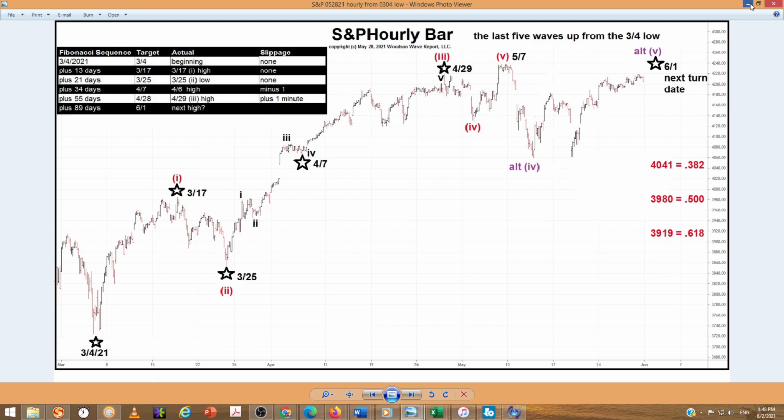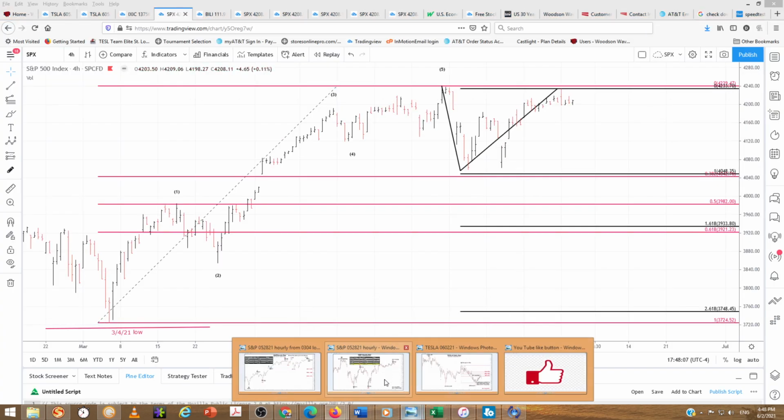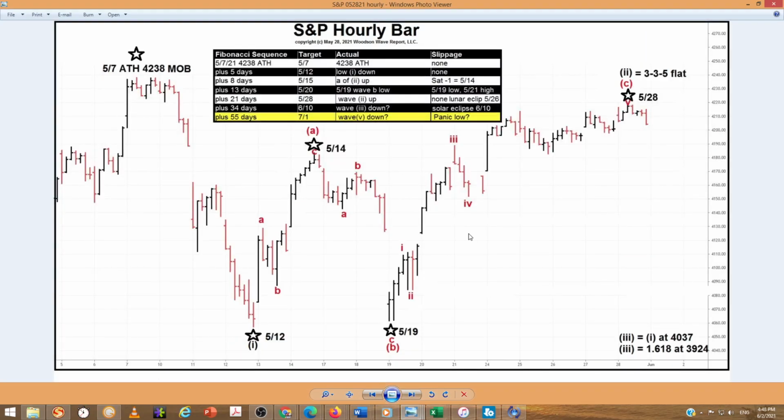So let's move on to the next Fibonaccis. We got 3 Fibonacci spirals in play, 2 on the S&P and 1 on the NASDAQ. This one's from the all-time high on 5/7. First turn date caught the 5/12 low, no slippage. The next one, the 5/14 high, was off by 1 day because it occurred on a Saturday. Saturday was the 14th, so it turned the day before or the day after.